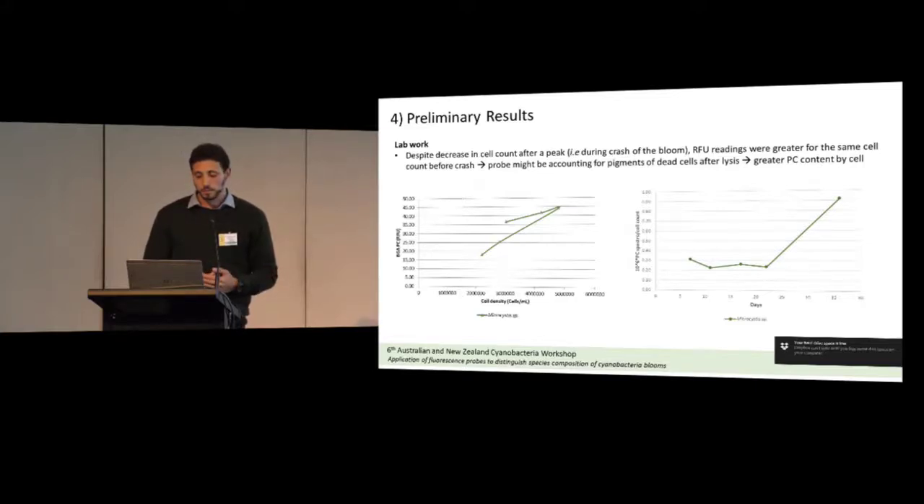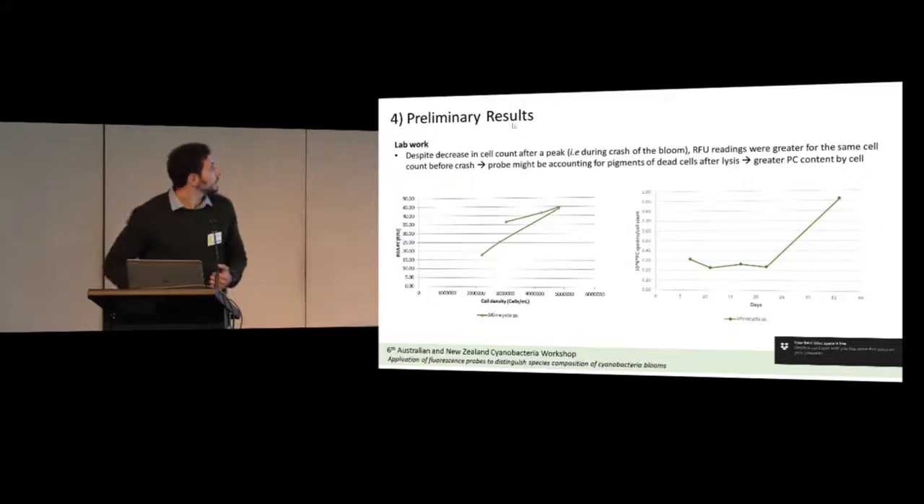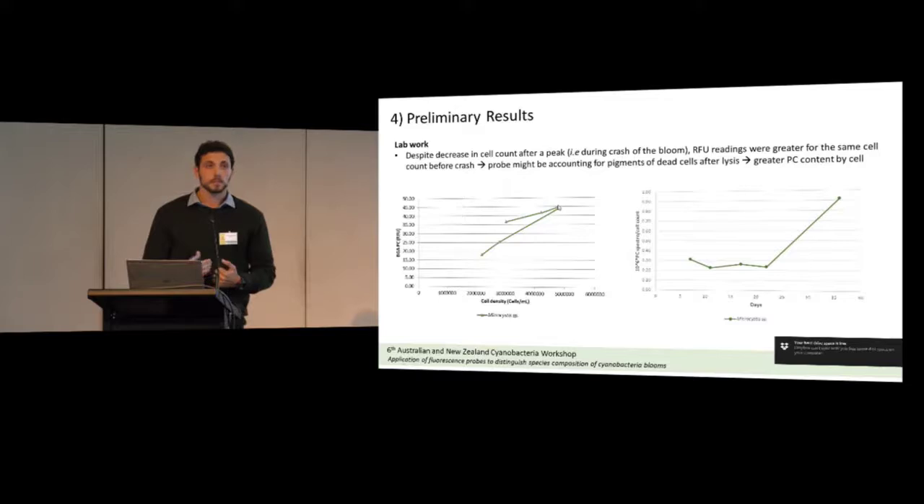You can see that with the increase of cell density, the phycocyanin measurements follow quite linearly, but after we had the crash of the population, the phycocyanin decreased but remained higher than before. This behavior that we observed here may support, or is at least quite similar to, what the latent alpha is showing.